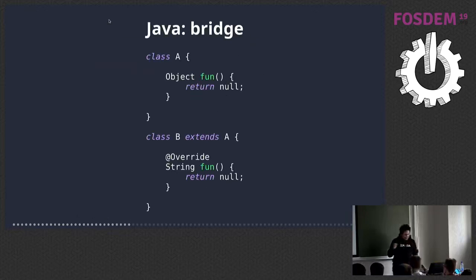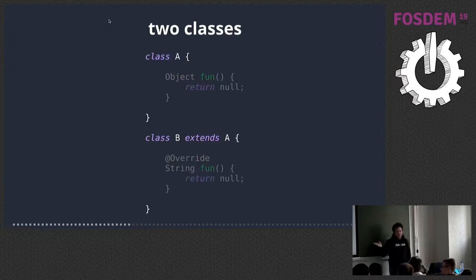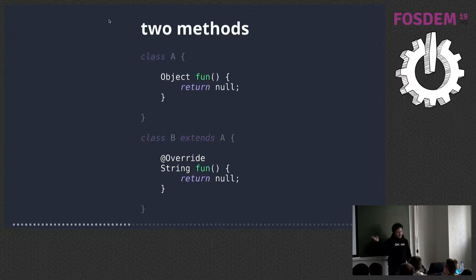Another interesting example, also related to synthetics, so-called bridge methods in Java. So what do we have here? We have two classes, A and B. B extends A. We have two methods. One is in A, another is in B. And the method in B overrides the method in A. So far, so good, I hope. The only problem is that the method in B decides to change the signature. It decides that it will be returning not an object, but a string. This is perfectly valid, this is allowed.